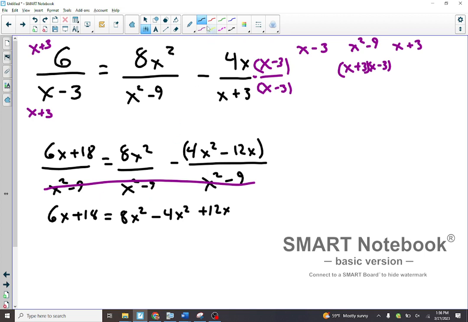So what I'm going to have to do is set it equal to 0. I'm going to subtract 6x on both sides and minus 18 on both sides.